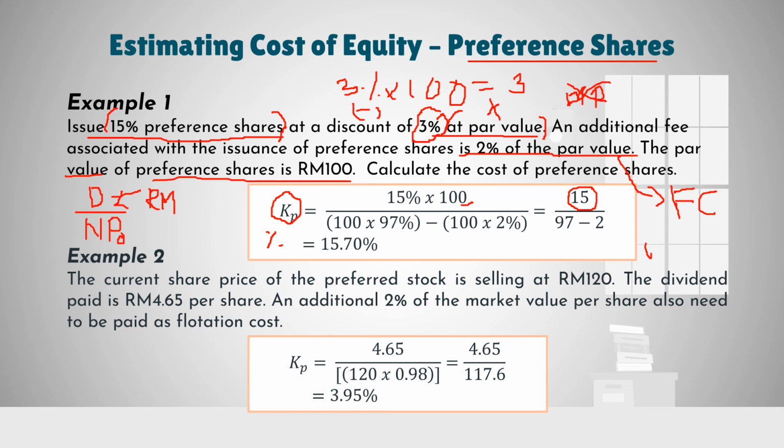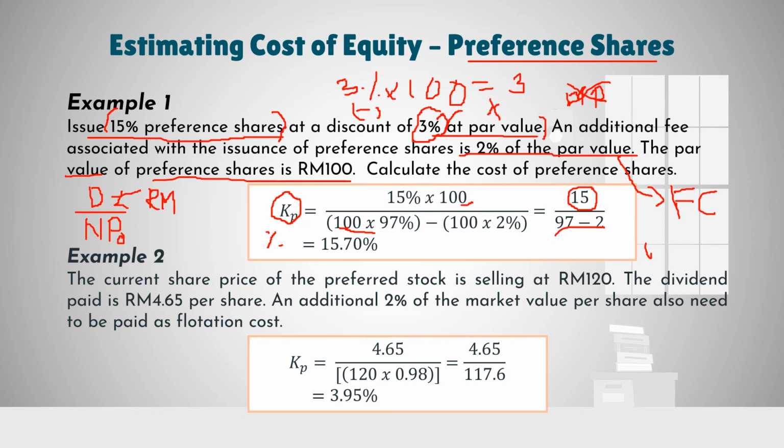So sama je. Kalau you use this formula, sama je. You akan dapat 97%. So minus dengan flotation cost. Sebab dia dah kata 2% times with 100. So you akan dapat 97 minus 2, you will get 15.70%. This is for example 1.